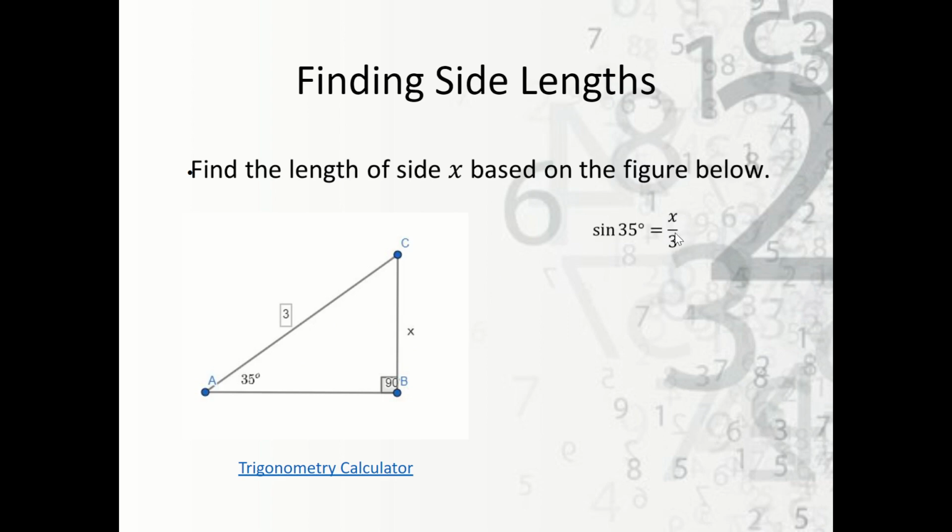Now we're going to get rid of this 3. So it's being divided by 3, so we're going to multiply both sides by 3. And we get 3 sine 35 degrees is equal to x. So now we have x by itself, so we can enter this part into the calculator. So we'll go ahead and enter 3 sine 35 degrees into the calculator. And when we do that, we solve it and we get 1.72 as our x.